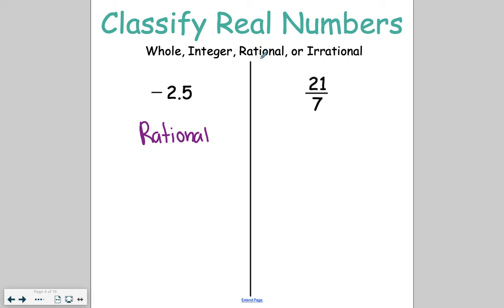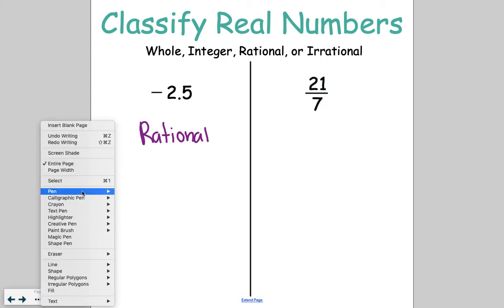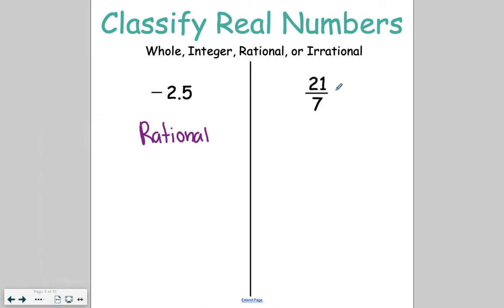So a number cannot be rational and irrational at the same time. It can't be a decimal and not be a decimal, or have an end and not have an end at the same time. On this one over here, 21 over 7, for some of these problems you need to reduce before you can solve. So 21 over 7 simplifies to 3. This simplified version is what we are now classifying.